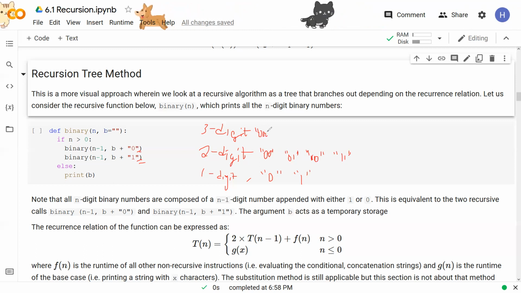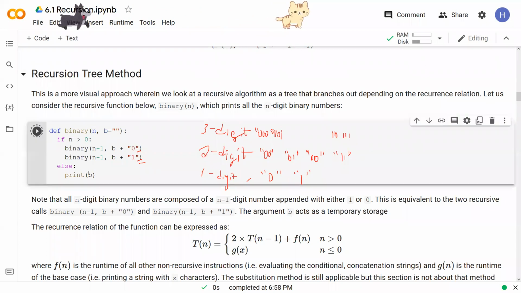0, 0, 0. 0, 0, 1. Or yung dito sa dulo, 1, 1, 0, 1, 1, 1. So, ganun yung nakuha natin dyan. So, we can actually run this code.